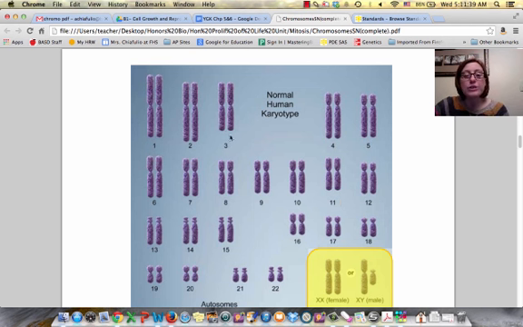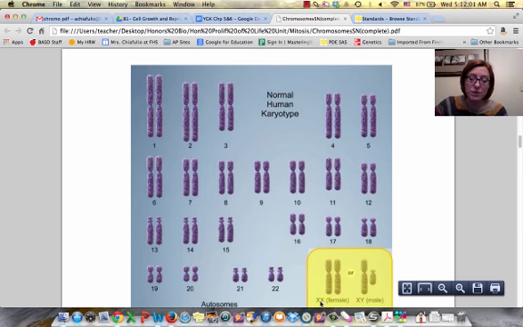Things like that. So here is a picture of a normal human karyotype. That's the name of this chart or diagram showing all of the different chromosomes. Notice numbers 1 through 22, those chromosome pairs, those are your autosomes. So they're going to be the same regardless of whether you're male or female. But your sex chromosome, pair number 23 here, is going to differ.